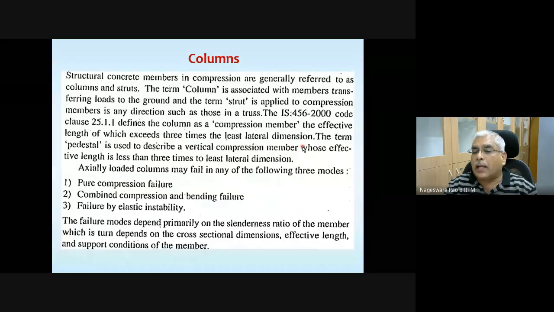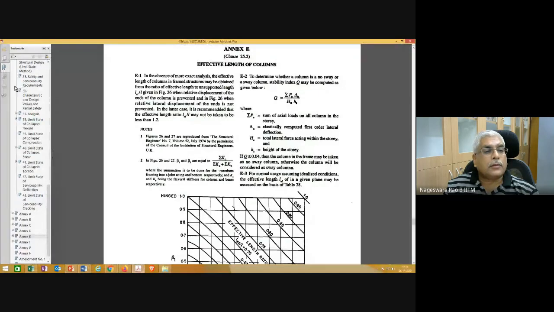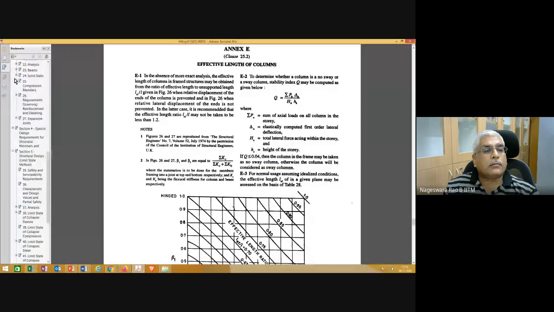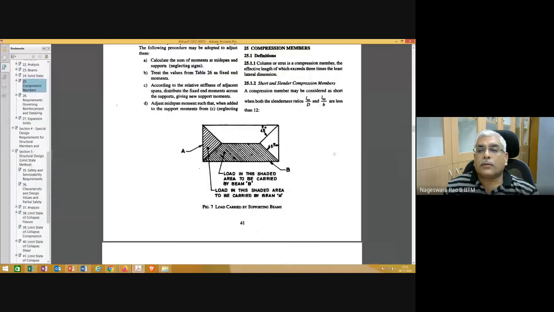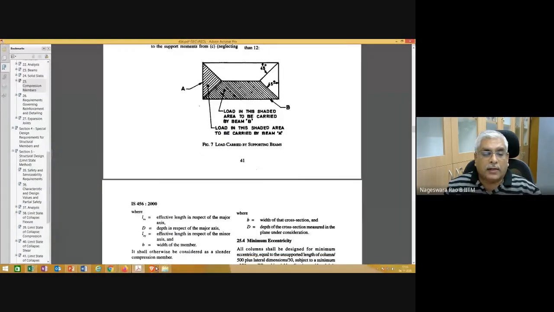Let's go and see this clause 25.1.1. Here, column or strut is a compression member, effective length of which exceeds 3 times the least lateral dimension. Okay. Again, short and slender column members. We will see all this in a while.